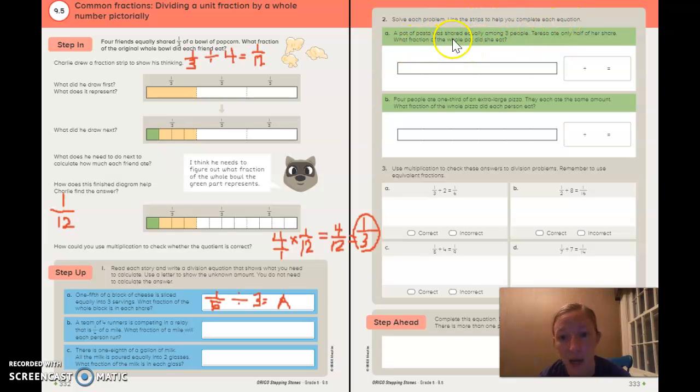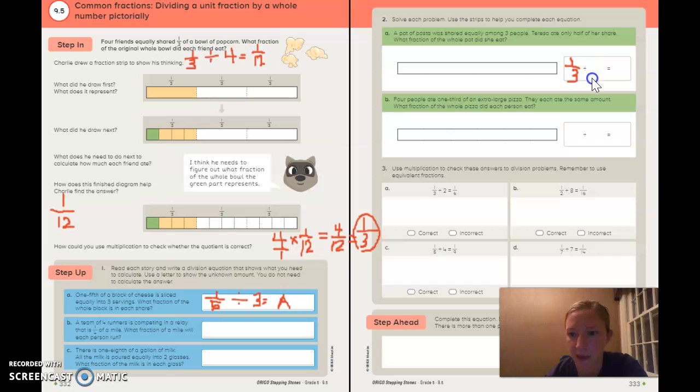Okay, a pot of pasta was shared equally among 3 people. Teresa ate only half of her share. What fraction of the whole pot did she eat? Okay, I'm going to start with the equation because I know that. So a pot of pasta was shared equally among 3 people. Okay, so I know Teresa's only getting 1/3 of the pasta. And then it says she only ate half of her share.